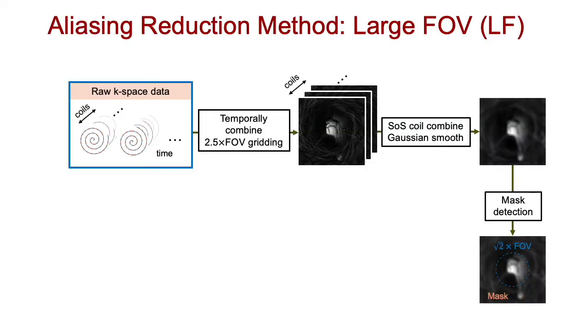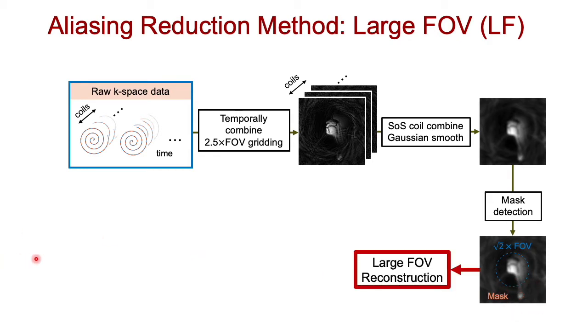To mitigate this aliasing artifact, we have proposed and evaluated two methods. For both methods, the first step is to identify the hotspot. To do so, we temporally combine the data and reconstruct the image with a 2.5 FOV. This FOV was selected to include the aliasing source for the speech datasets and may need adjustment for other applications. This image is coil combined and smoothed to use thresholding to find a mask of the aliasing source.